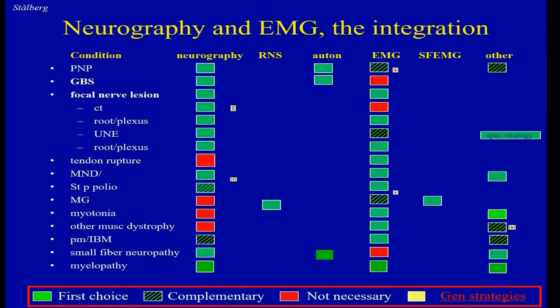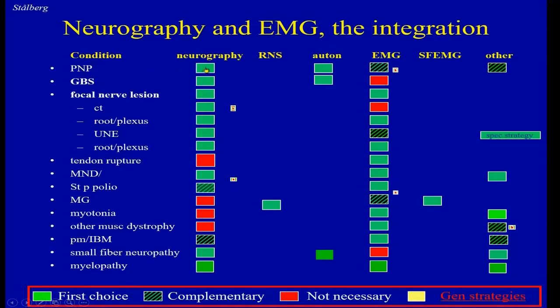So I have here different methods that we have in the EMG lab: neurography, repetitive nerve stimulation, autonomic test, EMG, single fiber, and other tests. And here are examples of diagnostic challenges that we may have. Green means method of choice, and red means method of secondary importance. Let's look at the polyneuropathy first.